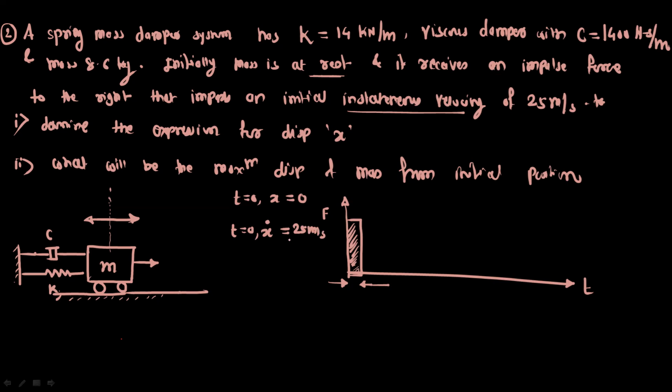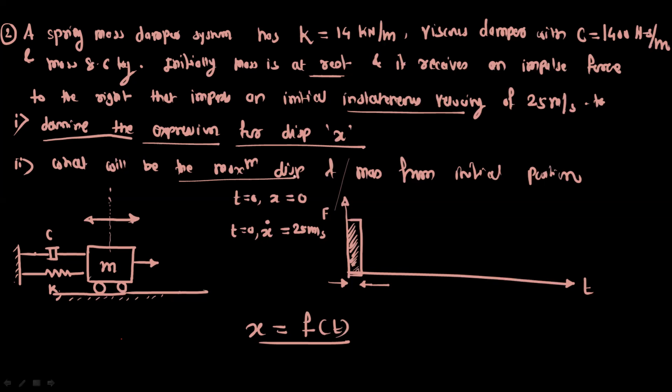Okay. And because of this velocity, mass moves to the right side. After that, it will move towards the equilibrium position and then it will start oscillating. Okay. So for this motion, we should find out the expression for the displacement. That means we have to find out the equation of x, which is a function of time. And then we should find out what is the maximum displacement from the initial position. Okay.